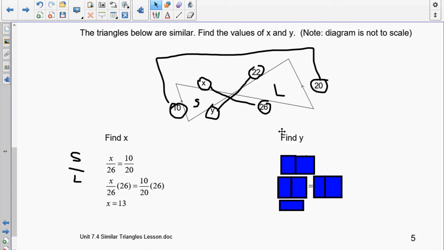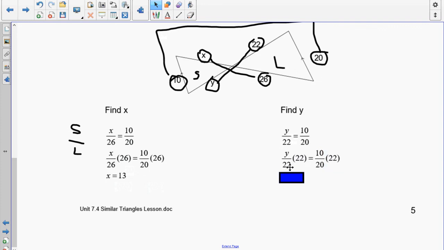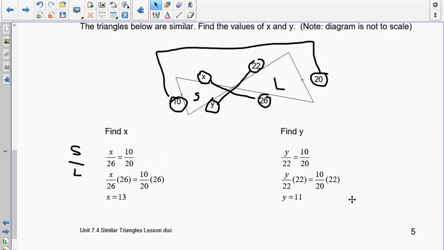Well, first thing you need to do is we've got y over on the small one right here, so it's y over 22. And then we use the same numbers that we did over here, right? And that's 10 over 20. So y over 22 equals 10 over 20. So y over 22, to get rid of the 22, you got to multiply by 22. Whatever you do to the left side, you have to do to the right. So 22 times 22, they cancel out. And 10 over 20 times 22 means that you get y equal to 11. All right?